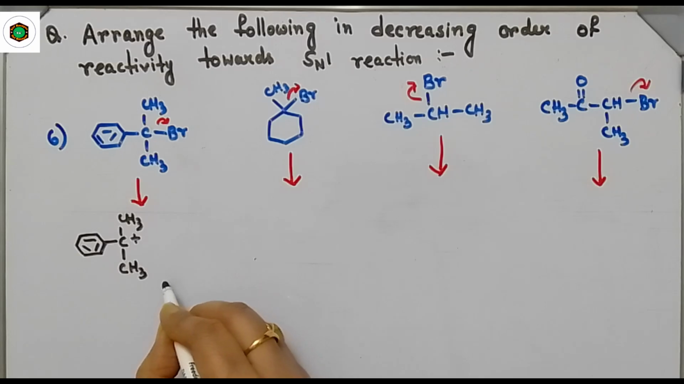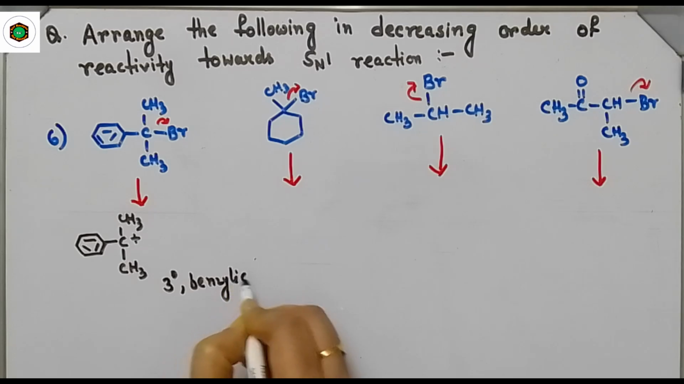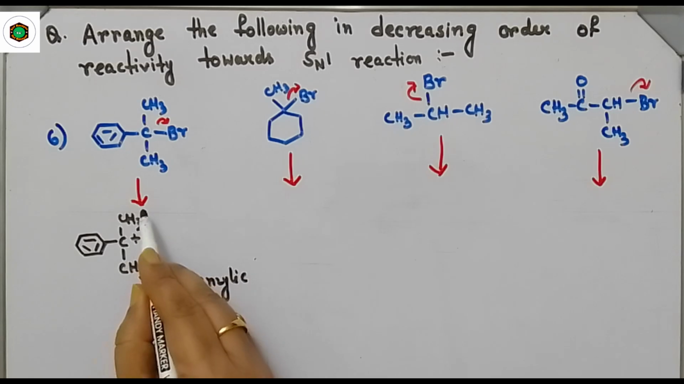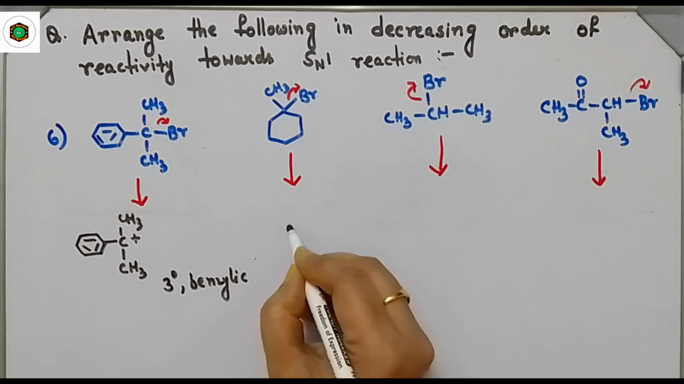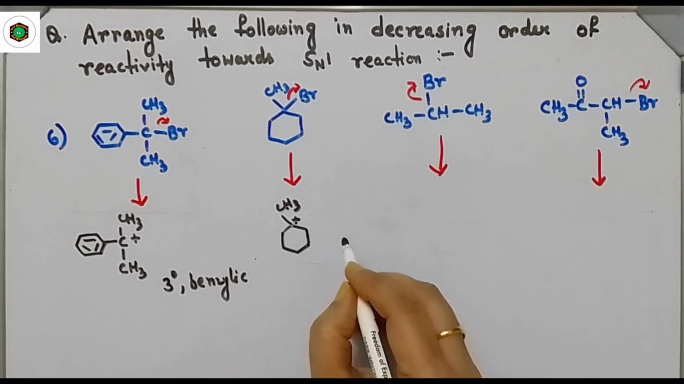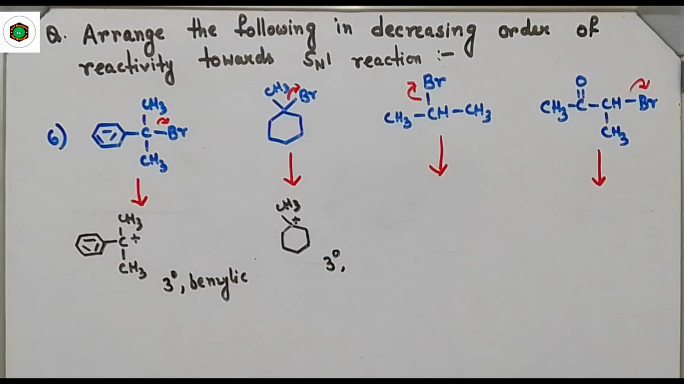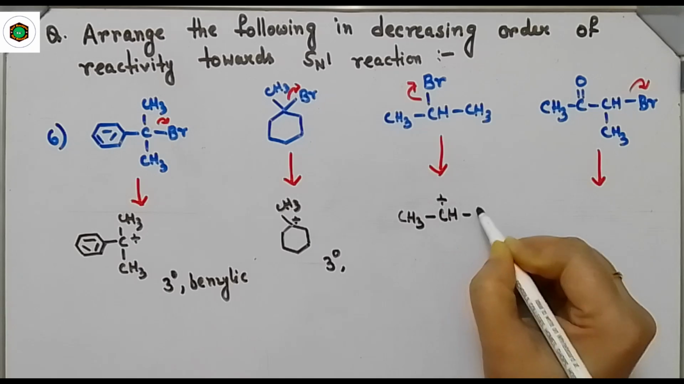This carbocation is tertiary benzylic. So this is stabilized by resonance and also inductive effect and hyperconjugative effect of this 2-methyl group. This carbocation, from here we will get this tertiary carbocation. This is stabilized by inductive effect and hyperconjugative effect, inductive effect of CH3 and also hyperconjugative effect of these alpha hydrogens.